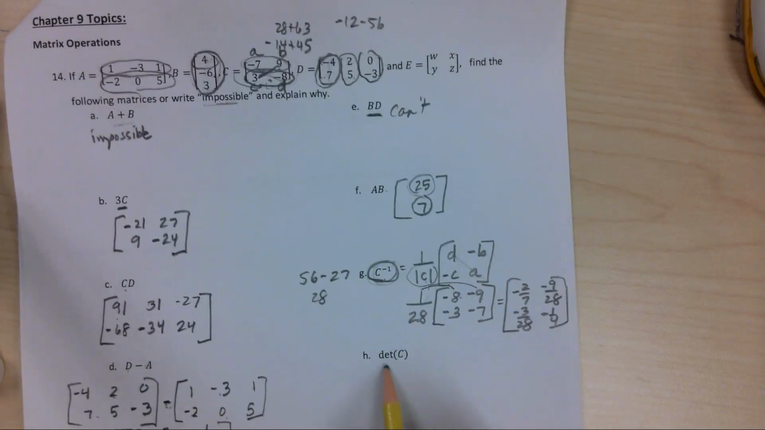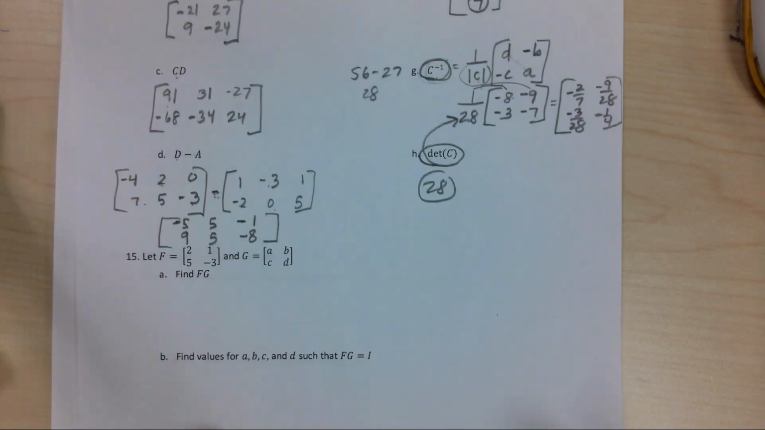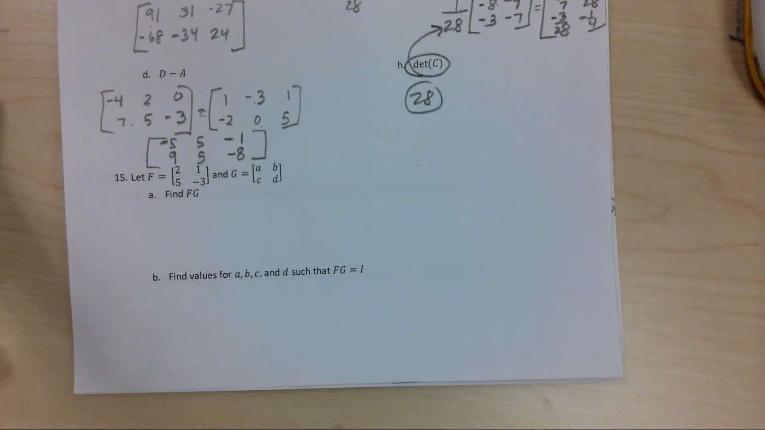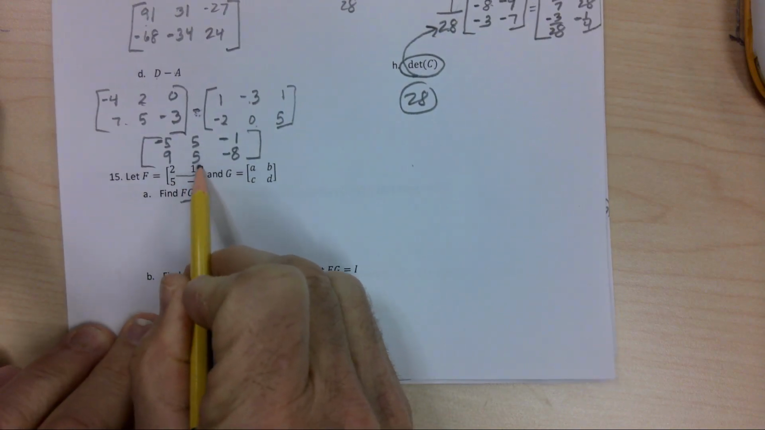All right. What's the determinant of C? Well, that's funny because we've already figured it out and we needed to. It's 28. Okay. Let's keep going. Okay, so this one's just straightforward. Multiply F times G. Kind of done these before.